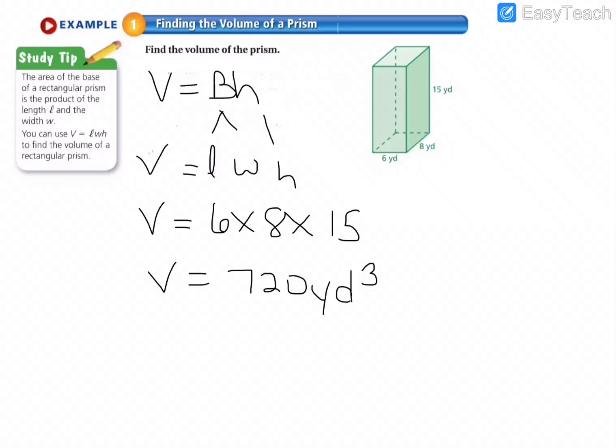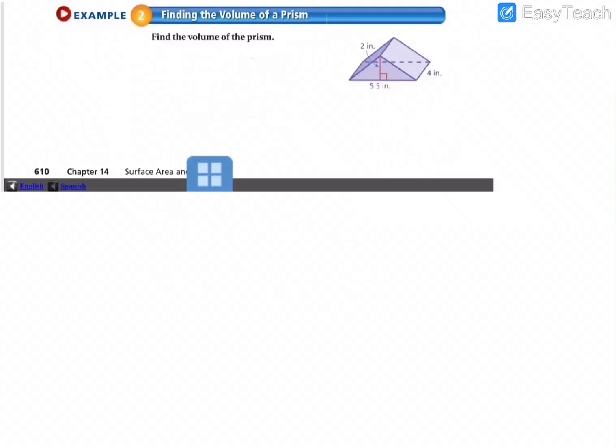But if we move on to a triangular prism, now we need to remember that we need to find the area of the base first, and then we just multiply it by the height.